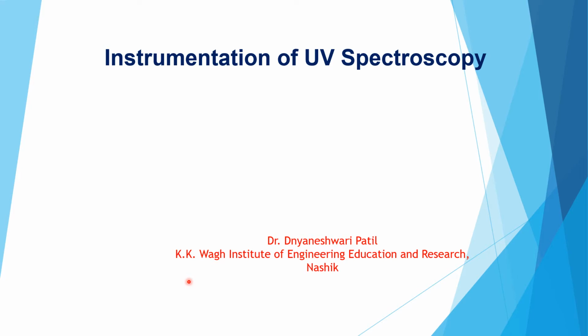Today we are going to see the topic instrumentation of UV spectroscopy. Now, when we say spectroscopy, it is the branch of science which deals with the study of interactions of electromagnetic radiations with matter. And the electromagnetic radiations are present in the electromagnetic spectrum, where all the types of electromagnetic radiations are arranged in the order of their increasing wavelengths and decreasing frequency. The topic we are going to see here today is UV visible spectroscopy, its instrumentation.